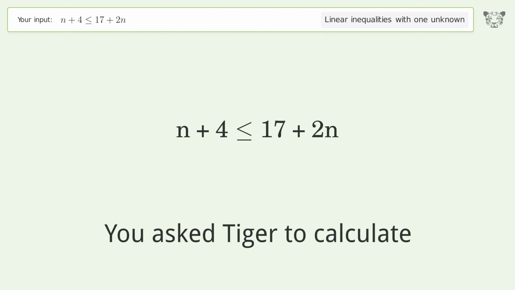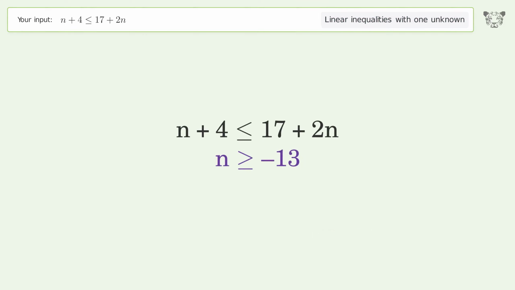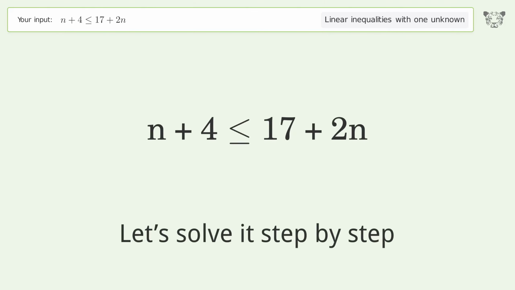You ask Tiger to calculate. This deals with linear inequalities with one unknown. The final result is n equal or greater than -13. Let's solve it step by step.